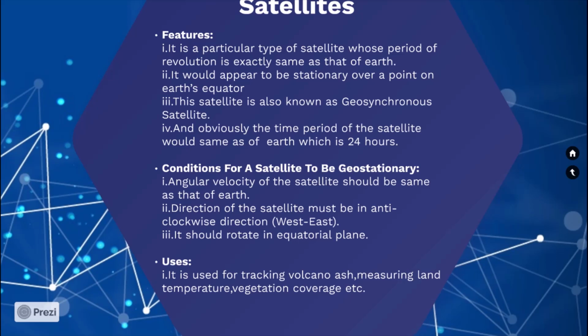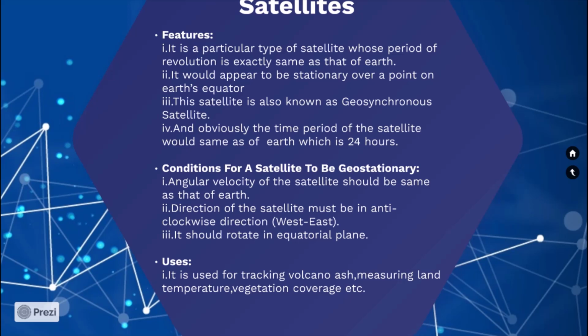So let's talk about the conditions necessary to be a geostationary satellite. First, the angular velocity of the satellite should be the same as that of Earth, and the direction of its rotation must be counterclockwise, which is from west to east. Last one we have is that satellites should rotate in an equatorial plane. Here, equatorial plane means a plane passing through the equator of the Earth.